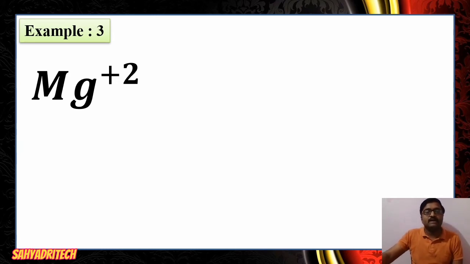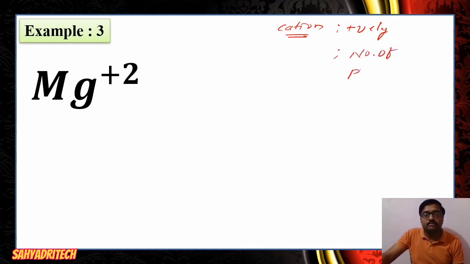Next one. Now, coming to one more example, magnesium 2 plus. Now, earlier I have considered the atoms. Now I'm talking about what? I'm talking about cation. What are cations? We already mentioned. They are positively charged species. Positively charged species, and generally what we noticed here in case of cations, number of protons are more than number of electrons, right?